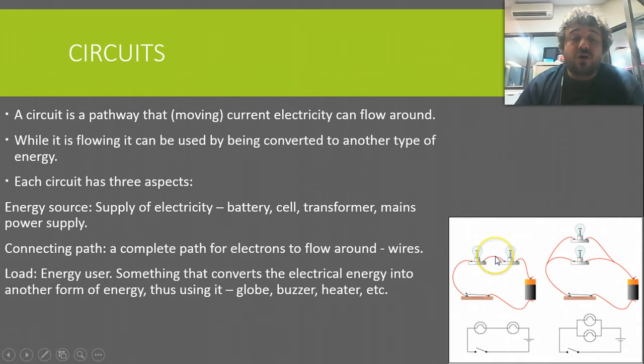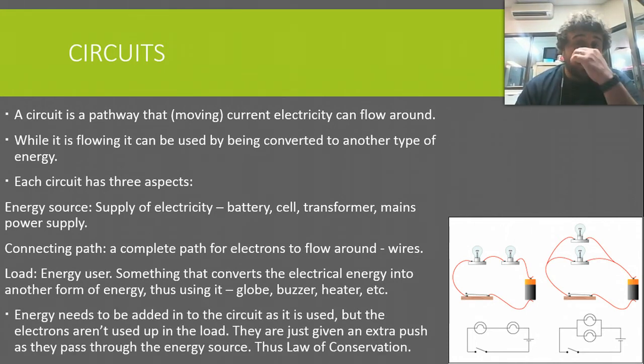And then you need a load. Now the load is an energy user. So it's something that converts the electrical energy into another type. For example, globes. We've got the globes here. You can have buzzers, you can have a heater, you can have all sorts of things. But it needs to convert that type of energy into something else, and that uses it up.